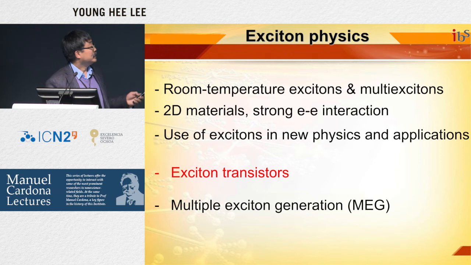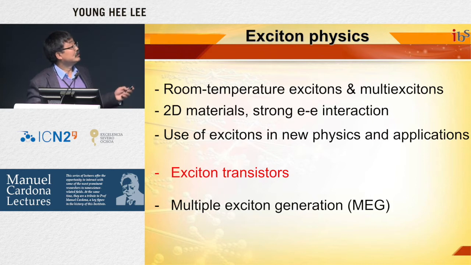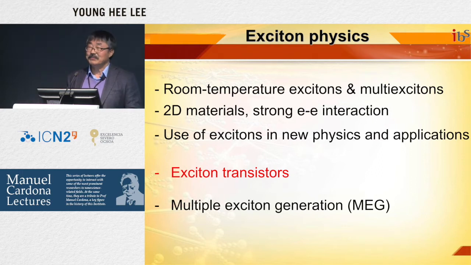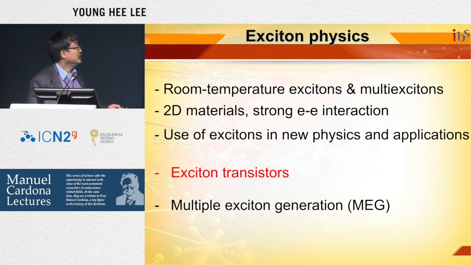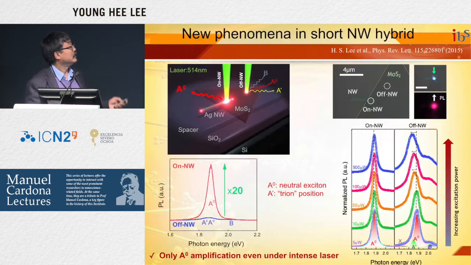I don't want to go into details, but once you have this room temperature exciton and multi-excitons, because of this strong Coulomb interaction, then you can take advantage of these excitons for many applications. One we are focusing on is this exciton transistor. The other one is multiple exciton generation, which we call MEG.